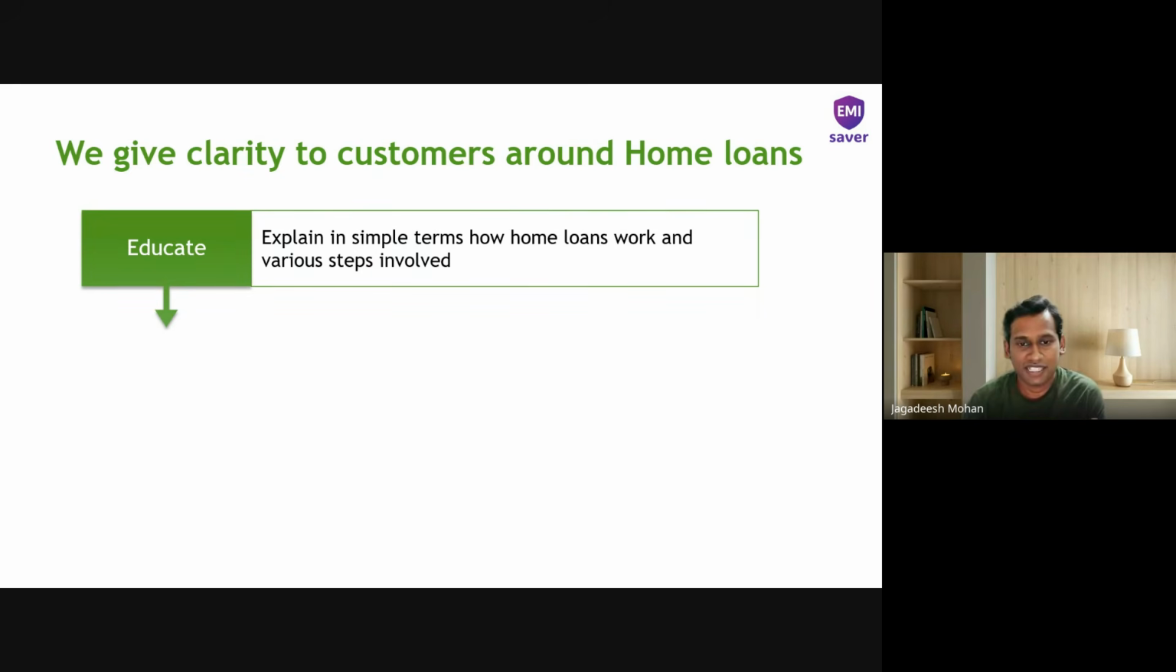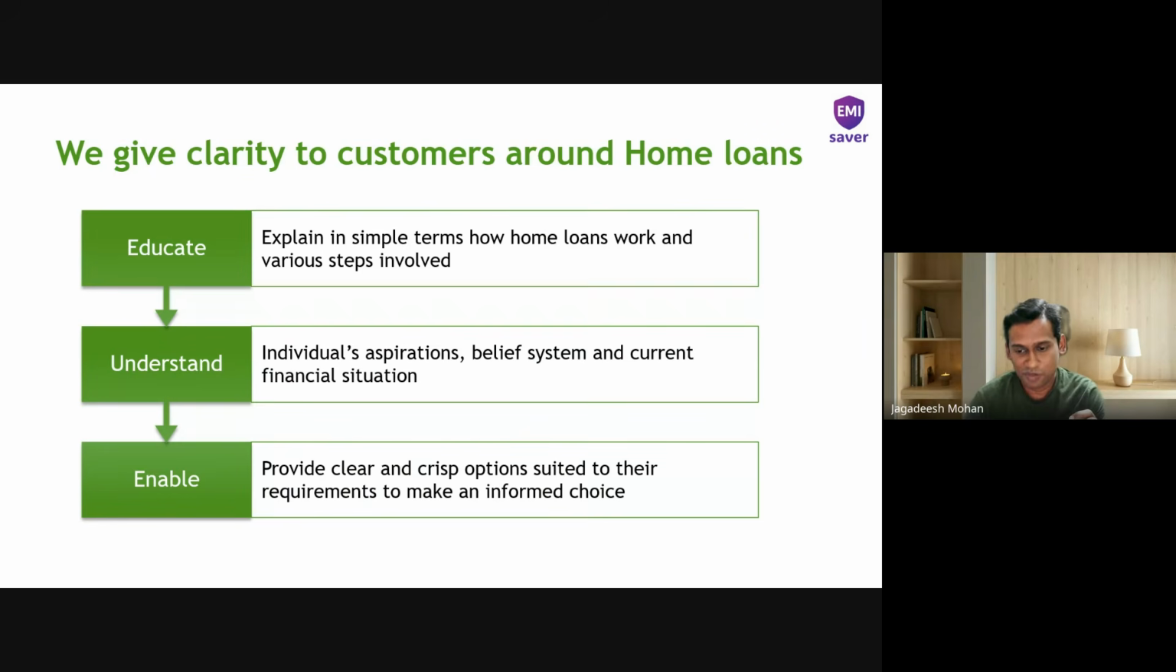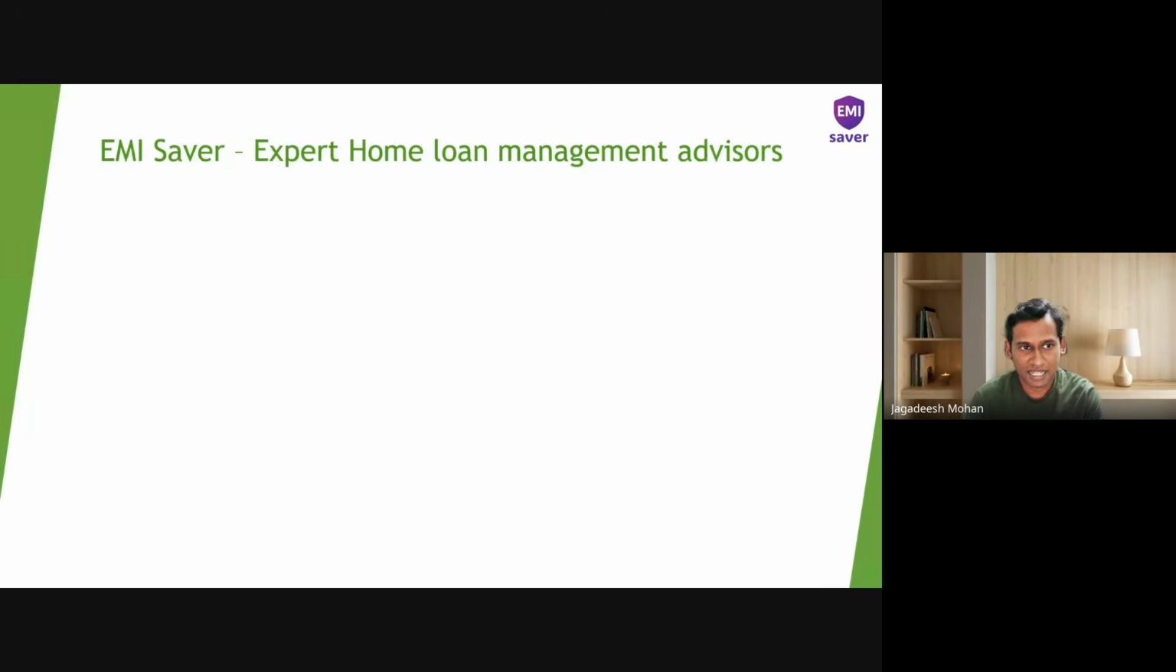So that is where what we try to do is simplify everything and all the steps that are involved. What we felt was missing is that there's a vanilla offering that's been given out to the customers. Everyone's journey is different. Everyone's aspirations and belief systems are different. It's important to understand where a person is in their journey to actually take a decision on how much loan value to take and what tenure to take. Finally, we give a very objective and crisp option to the customers to make an informed choice.